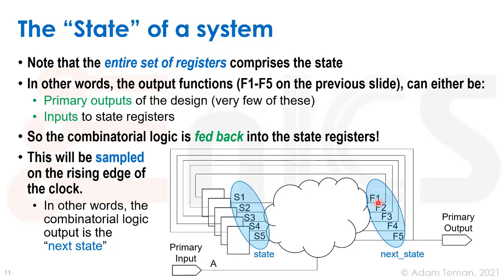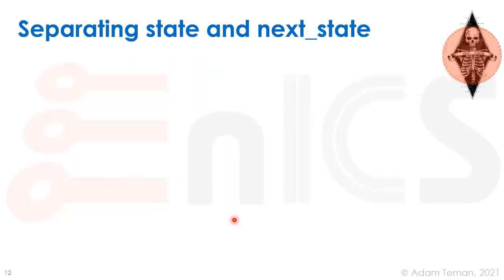So this is basically the next state of the design, and that's what we are calling this. We're calling this the next state of the design. They are these internal values that are used to feed back into registers somewhere over here. Okay? So what I'm saying is that you have to separate the state and the next state.